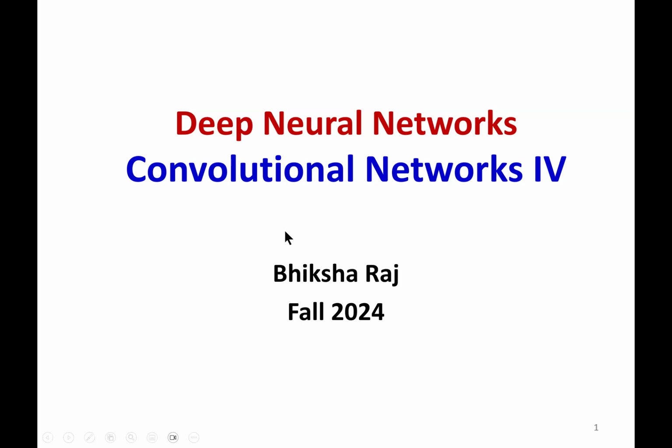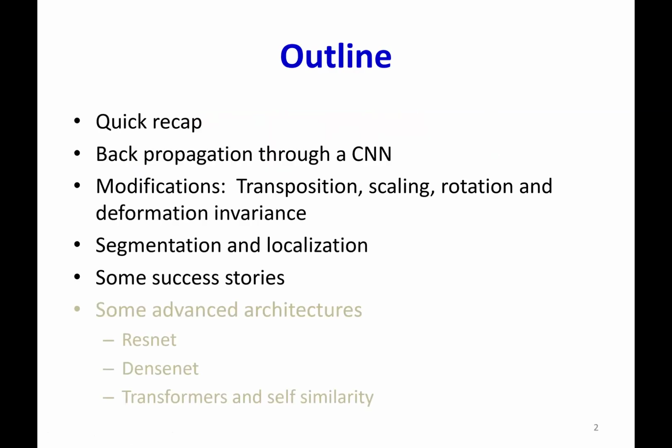All right, folks, let's begin. So we're going to continue our series of lectures on convolutional neural networks. And this is the last lecture in the series. So here's what we're going to do. We're going to have a quick recap. We're going to finalize some of the topics in backpropagation through a CNN that we did not touch upon in the previous class. We're also going to look at modifications to the basic shift invariance property, namely scaling, rotation, and deformation invariance. And we'll look at segmentation and localization and some success stories. And time permitting, we'll look at some so-called advanced architectures, which are very far from advanced today, but were some of the earliest advances that were proposed to CNNs.